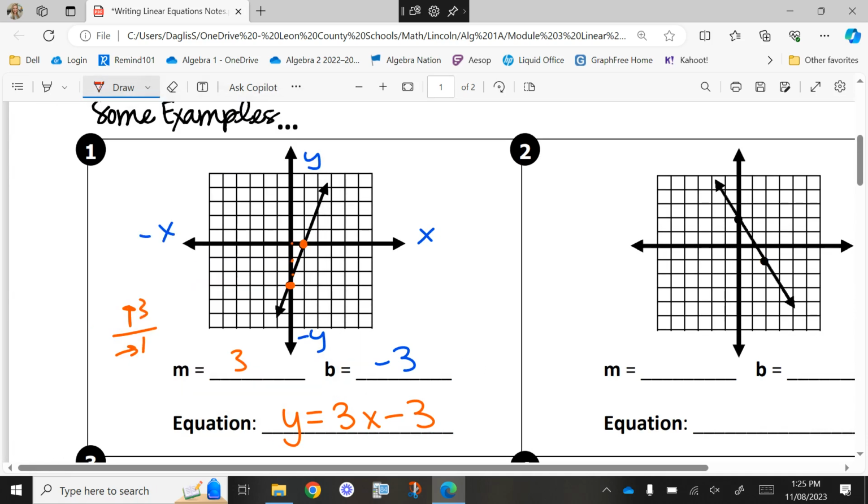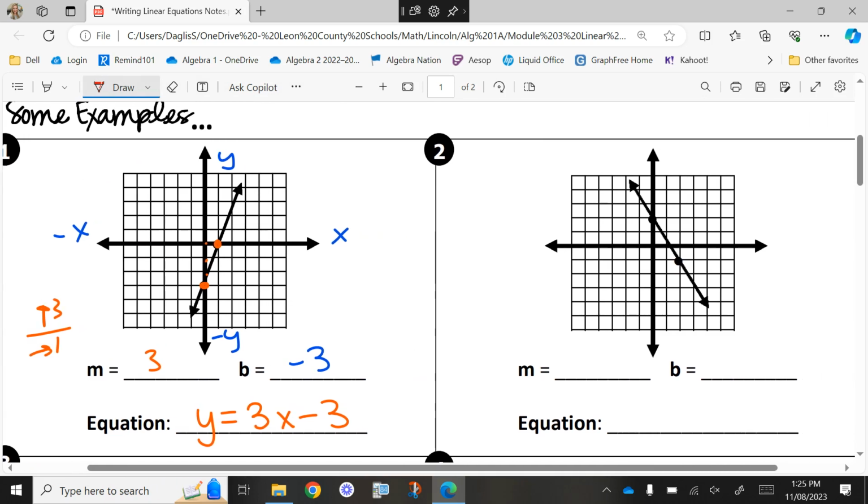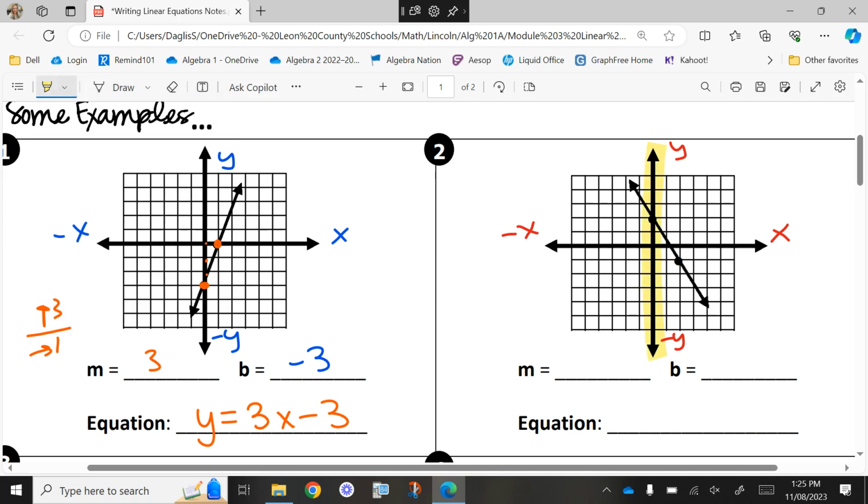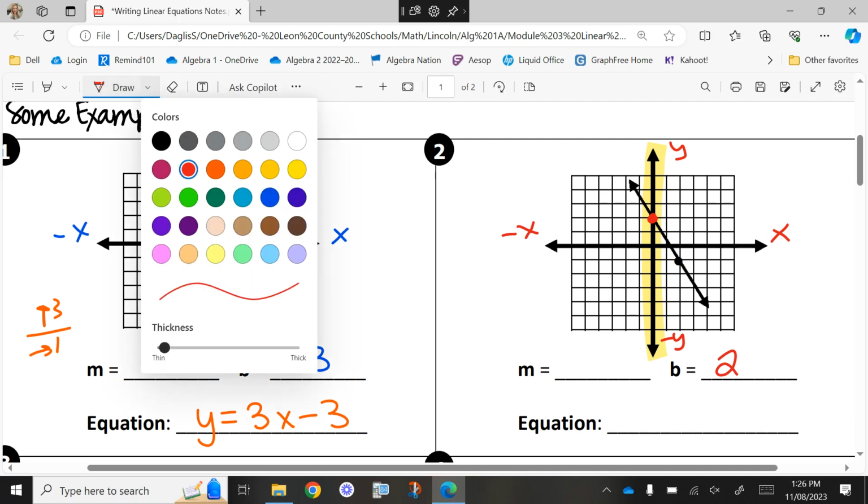Moving over to our next example. We need our M and we need our B. B is where we begin on the y-axis. Again, x, y, negative x, negative y. If you need to label those every time, do it. I see the y-axis is this guy right here, and I see that we're crossing it at 2. So your B is 2. We're beginning at the y of 2.